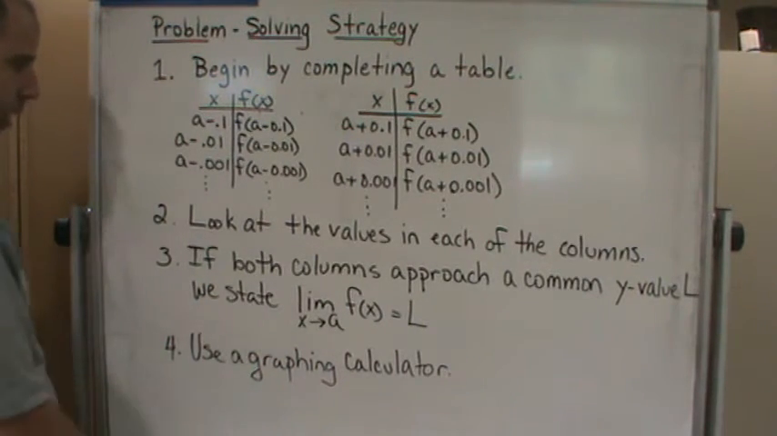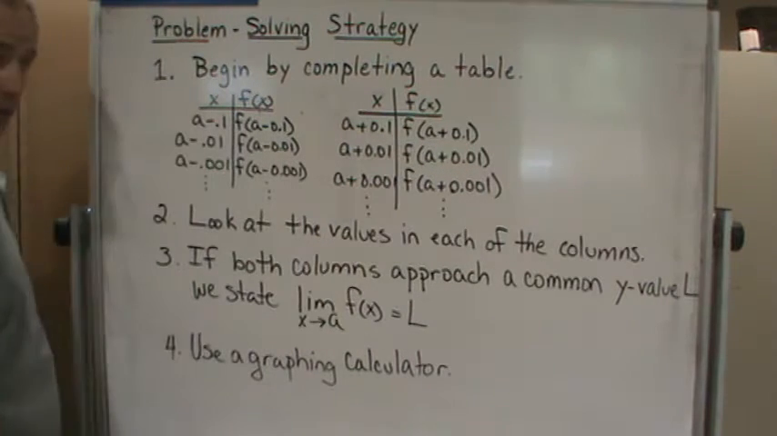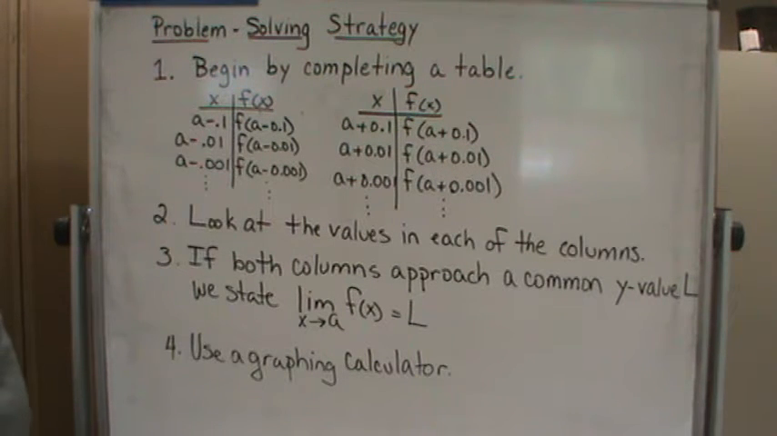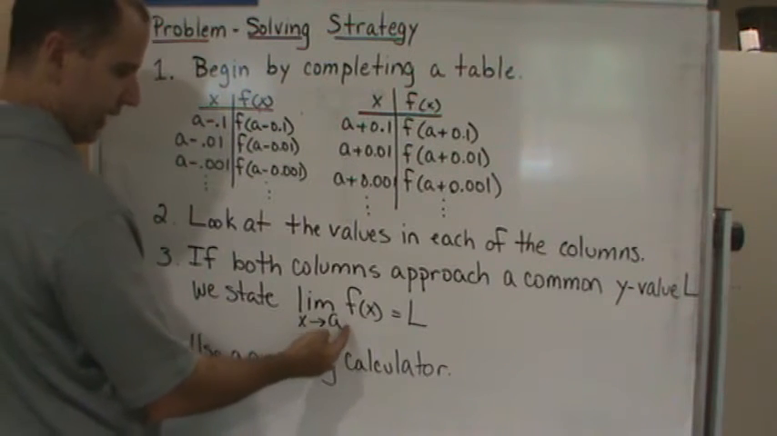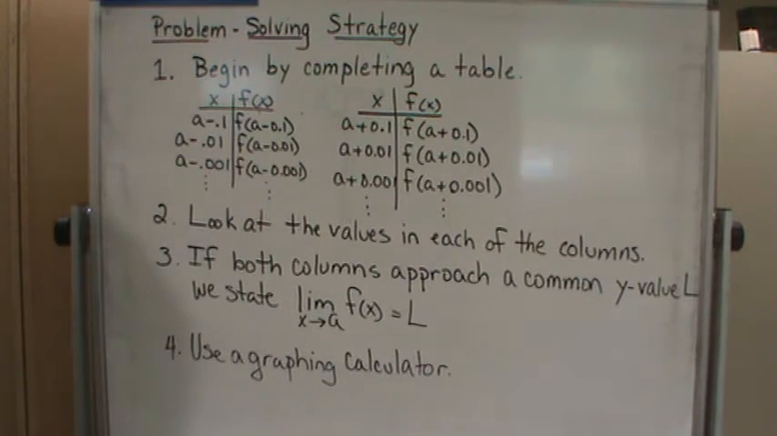6, 7, 8, however many values you need in your table, you want to look at the values of f of x in both tables and see, step 3, if both of those columns are approaching the same value, a common y value. That is going to be the limit. Okay? And we would state that the limit as x approaches a of f of x would be whatever that common y value is that we're seeing both columns approach.